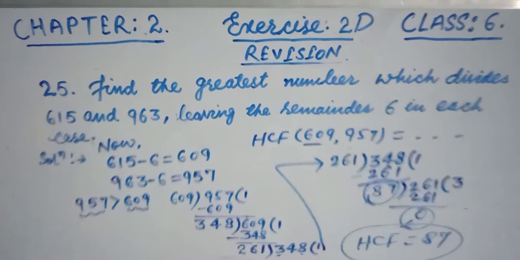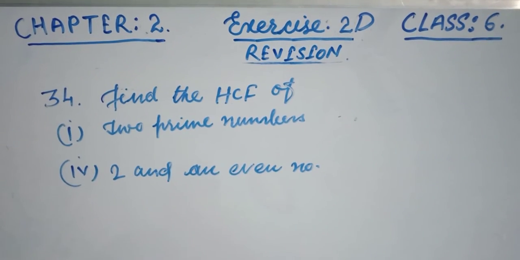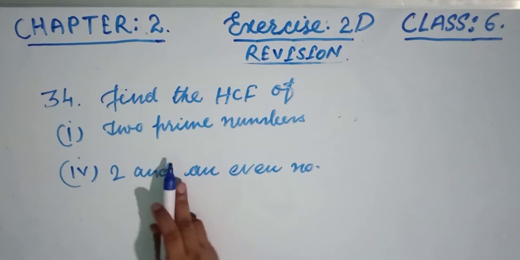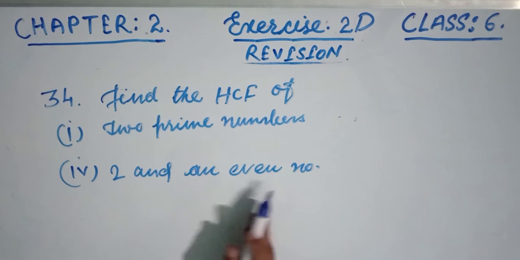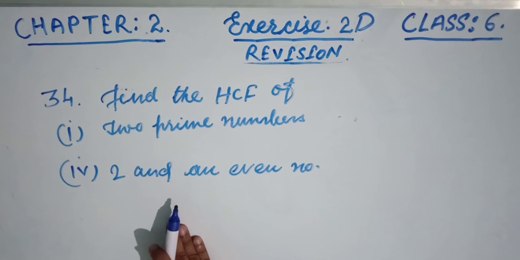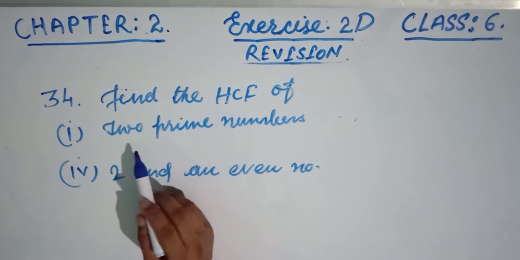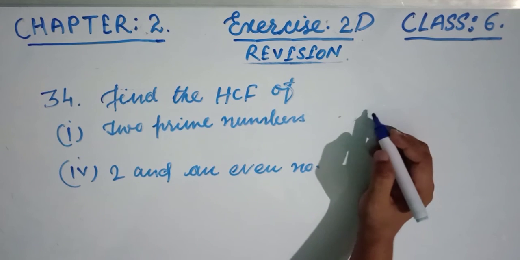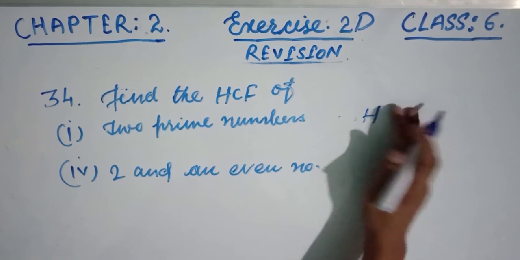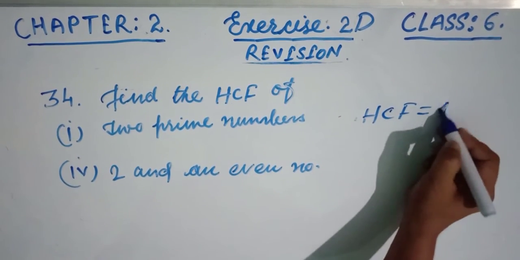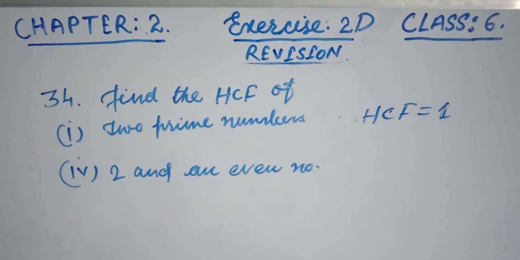Now the next question. Question number 34 says, find the HCF of two prime numbers, and of 2 and an even number. This question has 4 sub-questions; we have taken parts 1 and 4. We have to find the HCF of two prime numbers. Remember, friends, the greatest common factor of any two prime numbers is 1. So the HCF is 1.